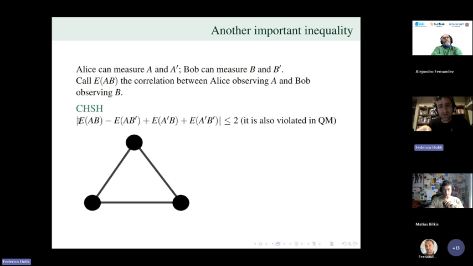I have this citation somewhere in the slides. There's a famous Reinhard Werner's paper in which he shows that there exist states which are entangled, but still they do not violate Bell inequality. This is a hot topic in foundations of physics: states that are entangled but do not violate any non-locality inequality. And there are states like that. So you can have entanglement without having non-locality.